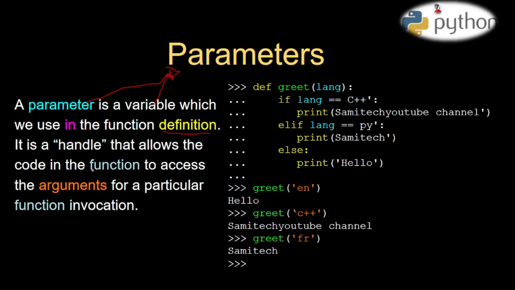So it is a handle that allows the code in the function to access the argument for a particular function invocation. Look here, lang is a variable. It is passed from the function definition, then this variable may handle different values when we call this function. When we pass these different values, that is called an argument. If lang is equal to c++, print Sami Tech channel.